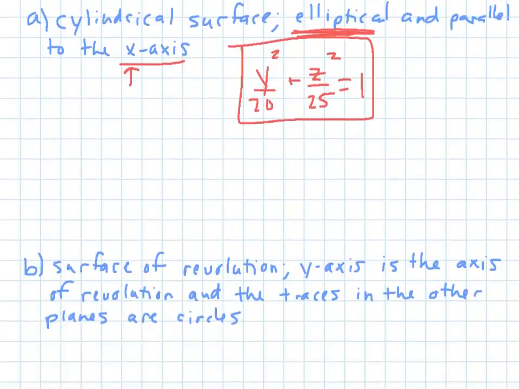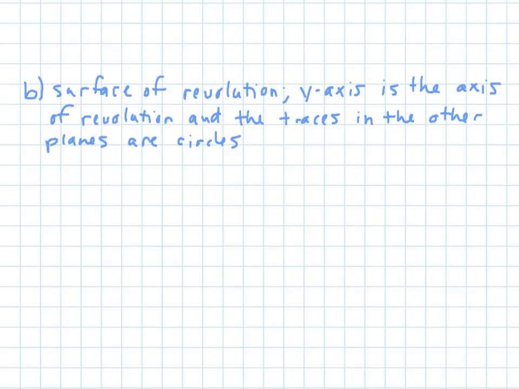Letter B says that it wants the surface of revolution, so the y-axis is the axis of revolution, and the traces in the other planes are circles. So here, because you want the y-axis to be the revolution, that one's going to be the ignored one, but you still need it in your actual equation to be a surface of revolution. And since you want them to be circles, circles have x squared plus y squared in 2D, right? So you want the same thing as with the ellipses. All your stuff needs to be addition.